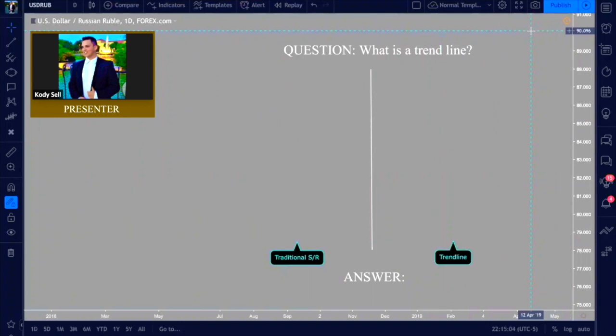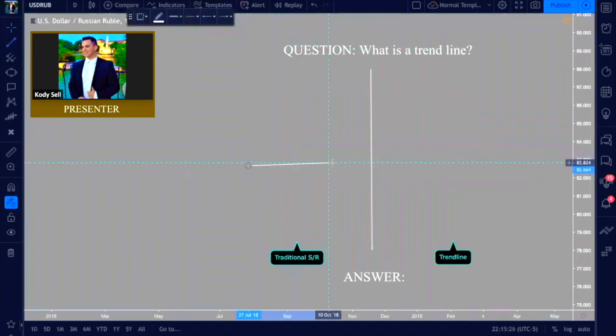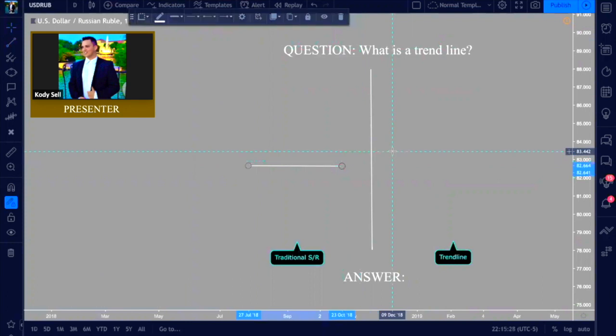All right, so our goal here is to figure out what exactly a trend line is. Now here we've got a table in front of us, and on the left we have traditional support and resistance, and on the right we have trend line. So our goal by the end of this is to answer the question, what's a trend line? We're going to start over here on the left-hand side by drawing a traditional horizontal support and resistance level.